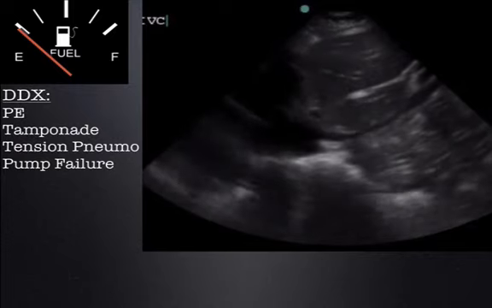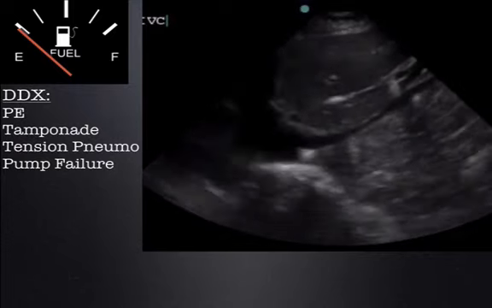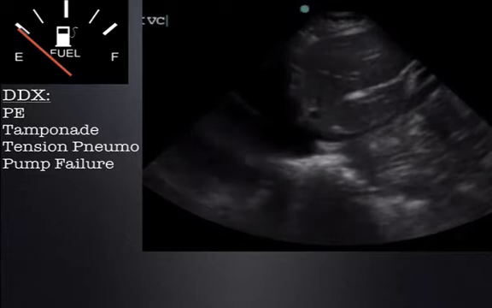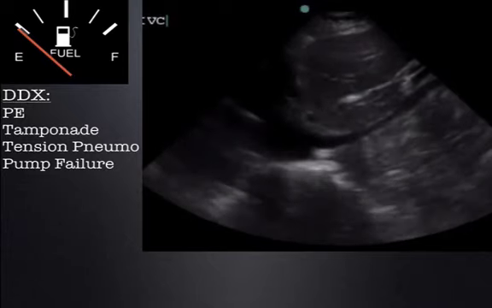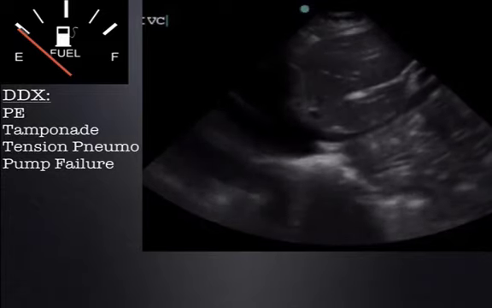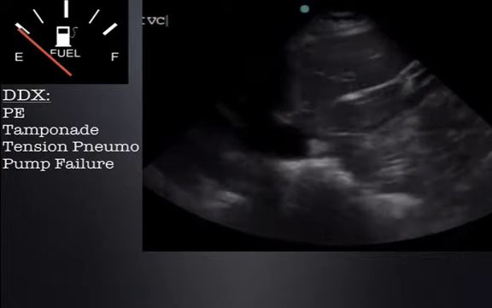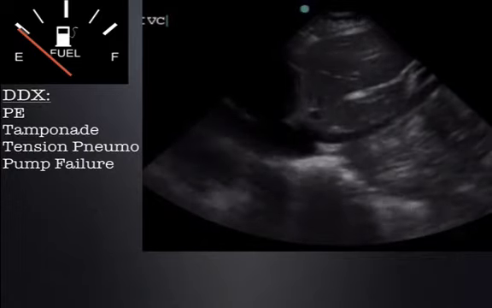What else do we get from this image? Again, a low flow state or an empty tank. We know that this person doesn't have any downstream impedance to flow. So in the case of any obstructive shock or pump failure, you would expect a backup of blood, all right, a downstream impedance to forward flow.